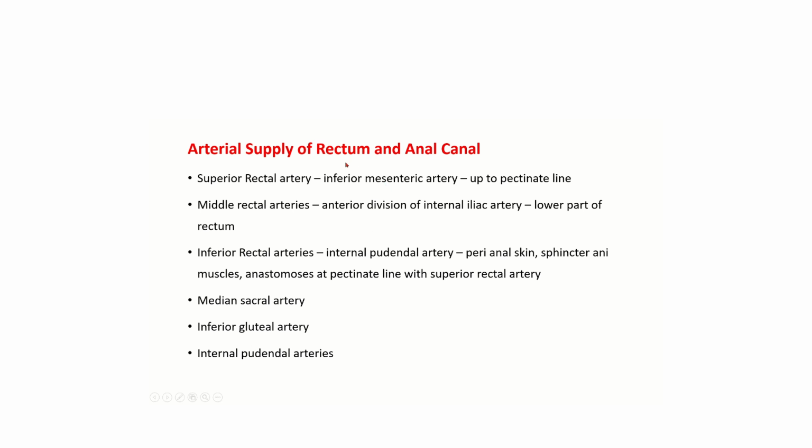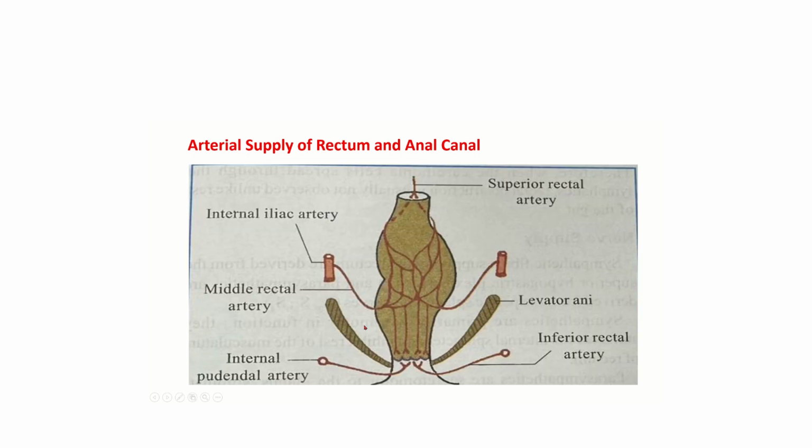Arterial supply of rectum and anal canal. Superior rectal artery is a branch from inferior mesenteric artery; it supplies up to pectinate line. Middle rectal arteries arise from anterior division of internal iliac artery and supply the lower part of rectum. Inferior rectal arteries are branches of internal pudendal artery; they supply the perianal skin and sphincter ani muscles, anastomosing at pectinate line with the superior rectal artery. In addition, it also receives from median sacral artery, inferior gluteal artery, and internal pudendal arteries. You can see here the superior rectal artery, the internal iliac artery giving rise to middle rectal artery, and the inferior rectal artery arising from internal pudendal artery.